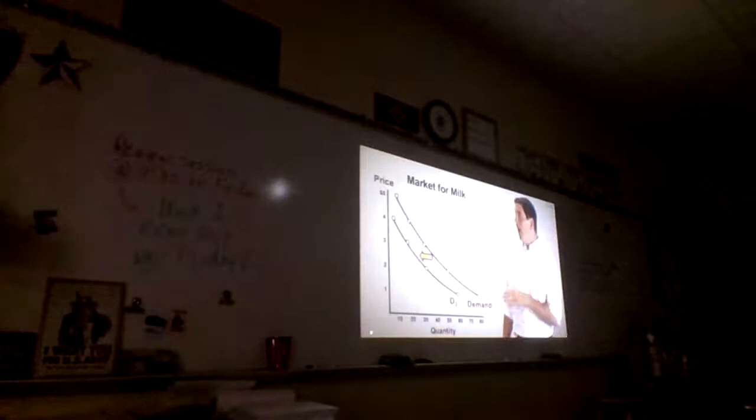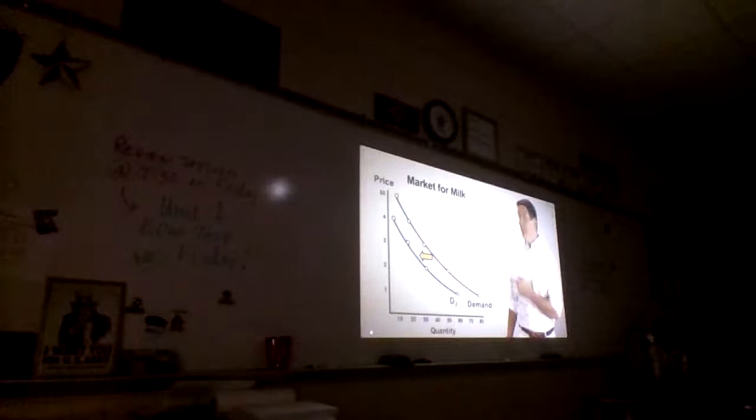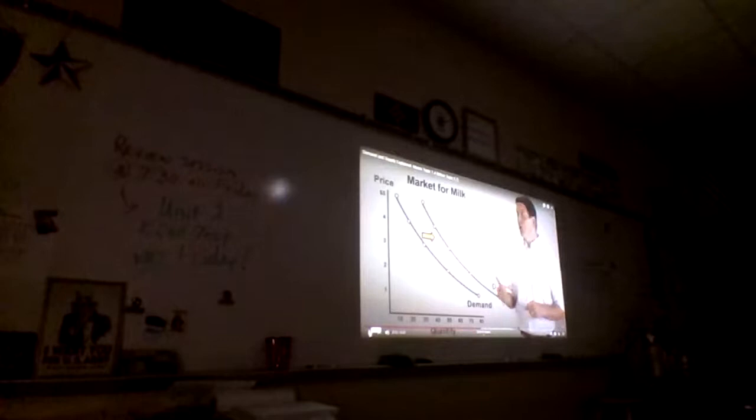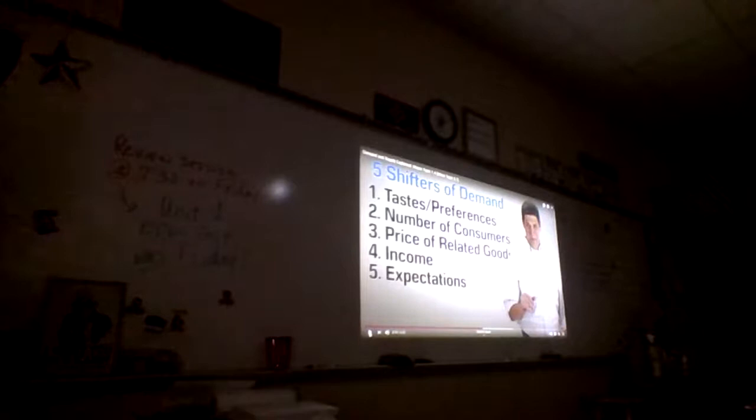At every single price, people are going to buy less, and so the curve shifts to the left. That's called a decrease in demand. The opposite is an increase in demand, and so at every single price, people want to buy more, so the demand curve shifts to the right. Okay. There's the list. You've got to know what they're talking about.